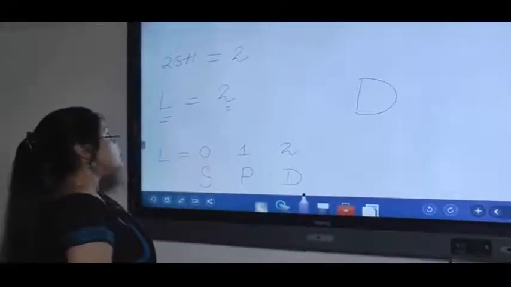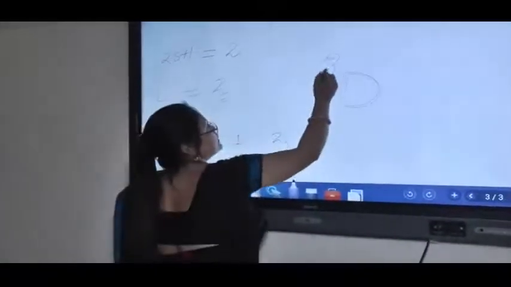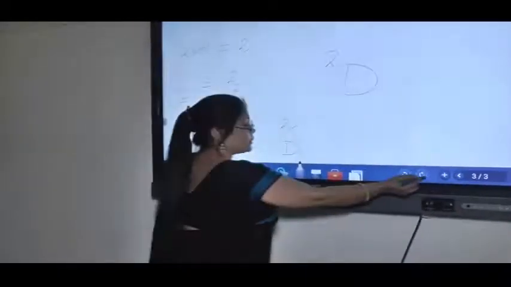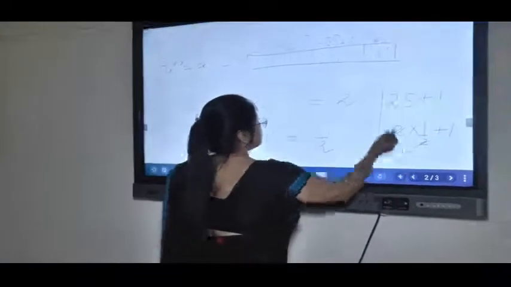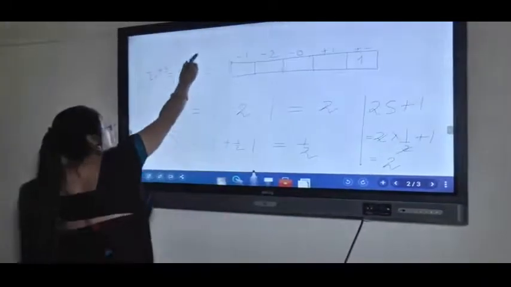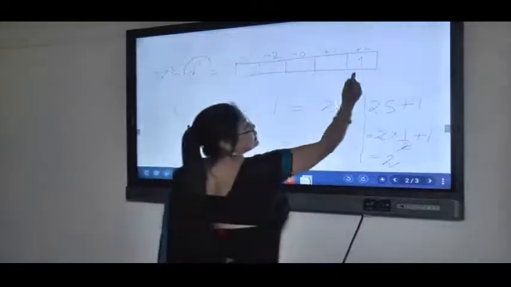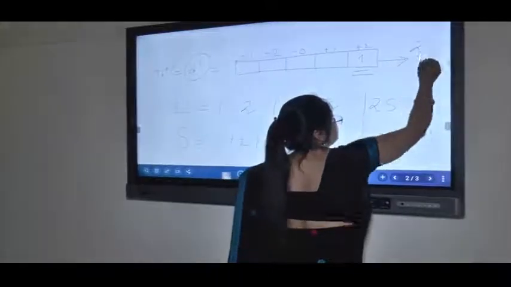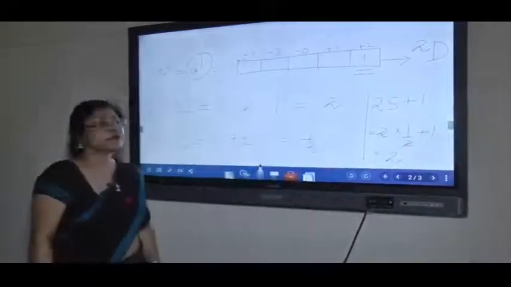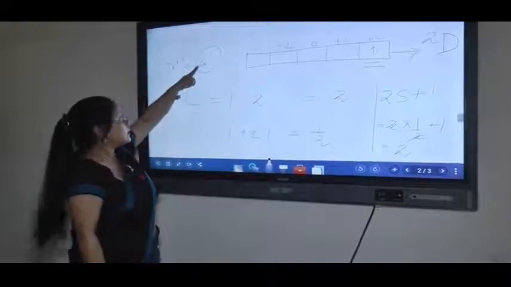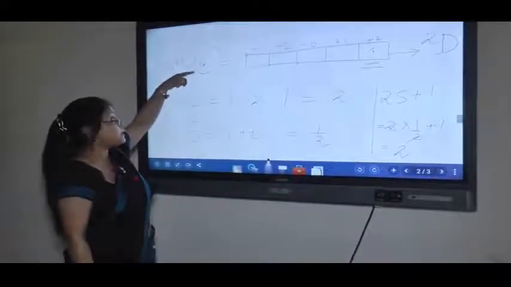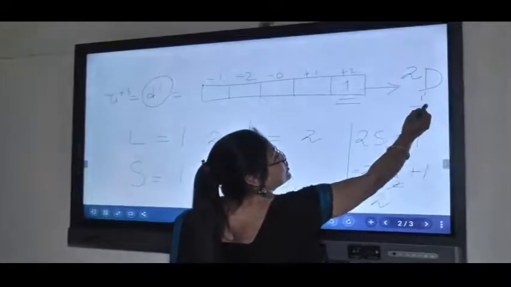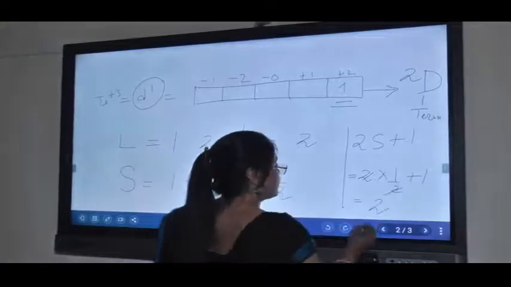And what will be the spin multiplicity? Spin multiplicity will be 2. What does it suggest? That this electronic configuration d1 with this electronic arrangement gives us a term given by 2D. Mind you, here it is small d, which represents the electronic configuration, and here it is capital D, which represents a term.